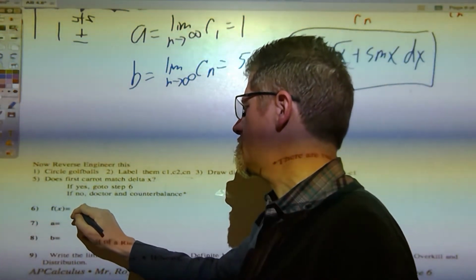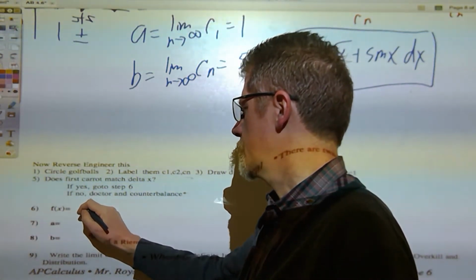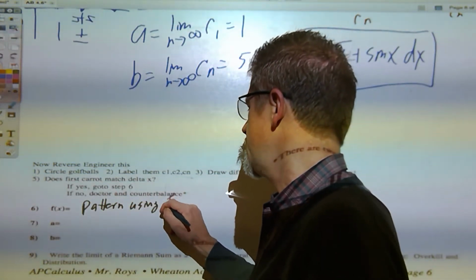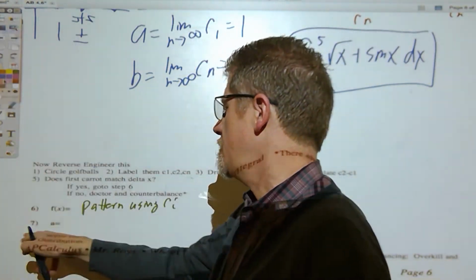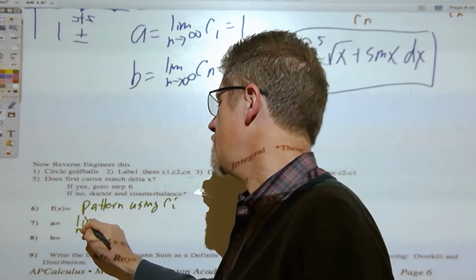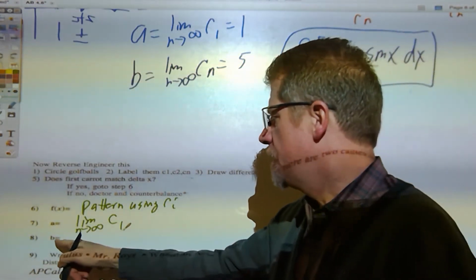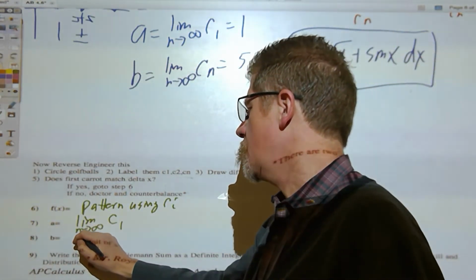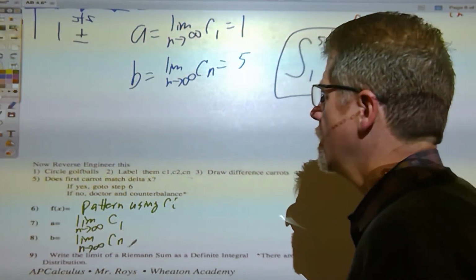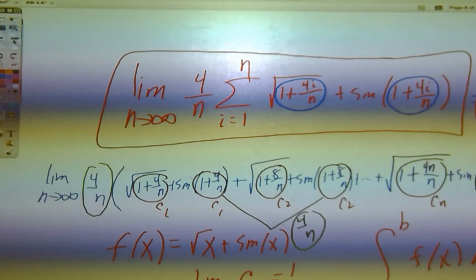So step 6 is basically we looked at the pattern using the C sub i's. And down here where it says number 7, A equals, that's always going to be the limit as n approaches infinity of C sub 1. And for number 8, letter B, that's always the limit as n approaches infinity of C sub n. Okay, so let's do an example on the next page.